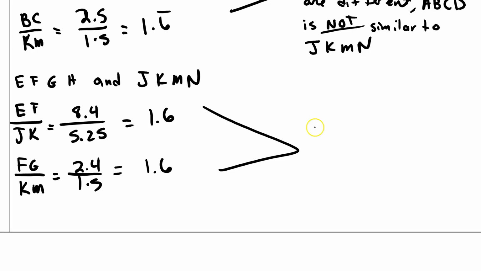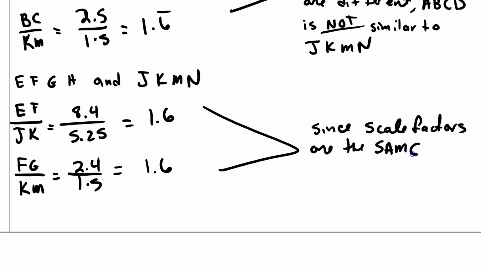So, since the scale factors are the same, rectangle EFGH is similar, or let's use our notation, is similar to rectangle JKMN.